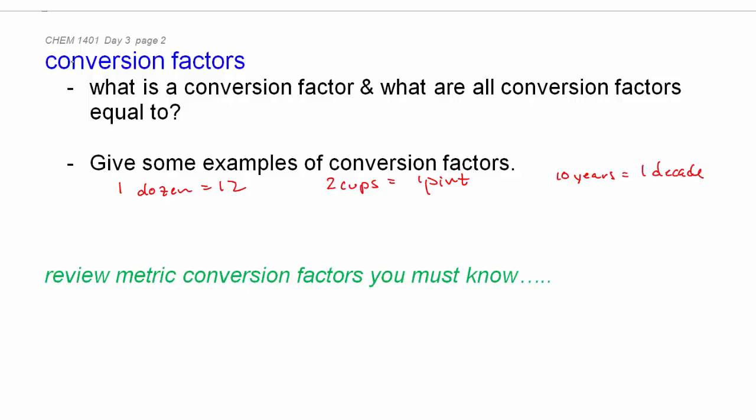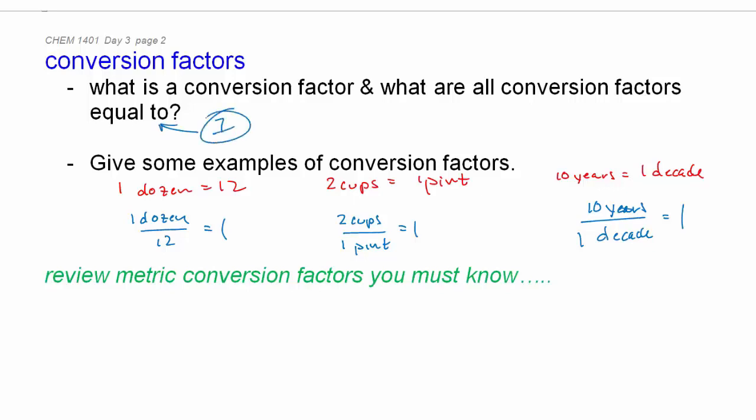Now, to get the conversion factor, we start with that definition and we divide both sides. For example, on this one, 1 dozen per 12 equals 1, if we divided both sides by 12. If we divide both sides by 1 pint, we'd have 2 cups per pint equals 1. On this one, we'd have 10 years per decade in 1 decade equals 1. So all these conversion factors, they all equal 1. All conversion factors are all equal to 1.